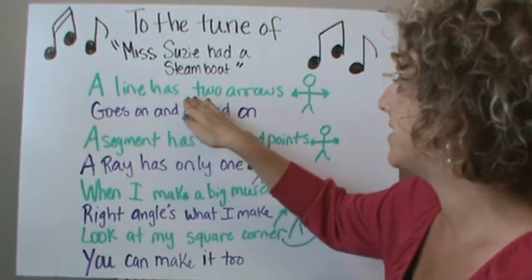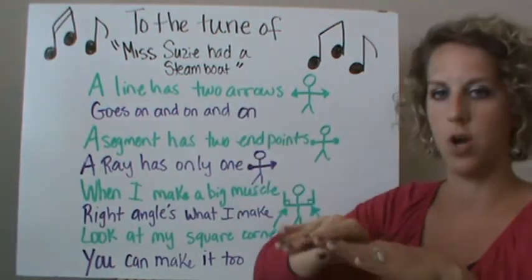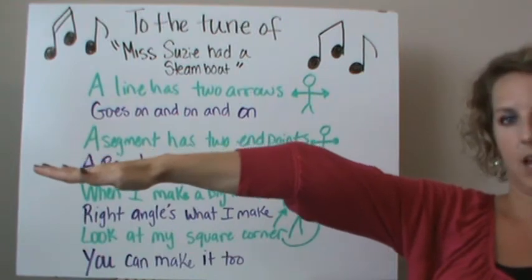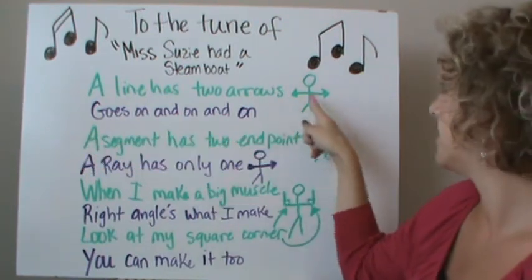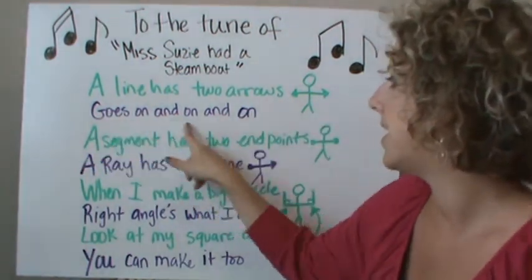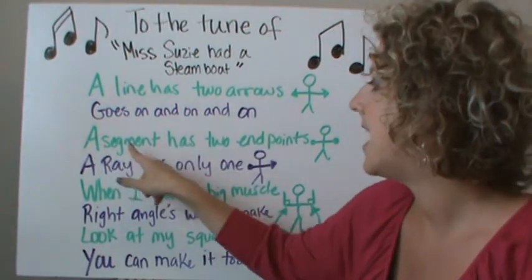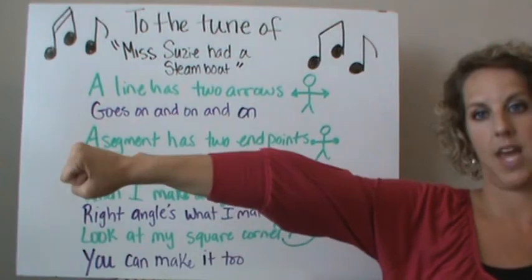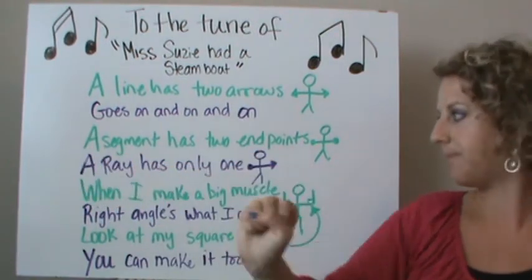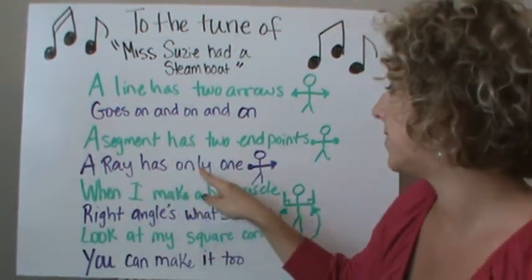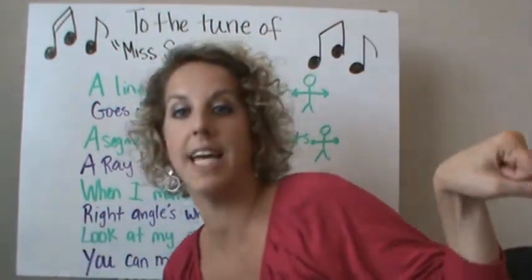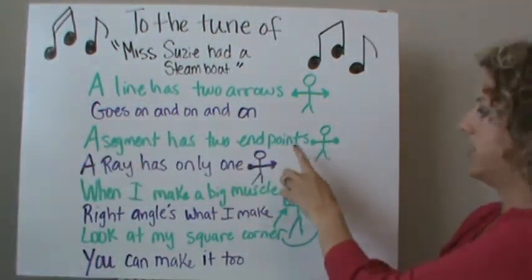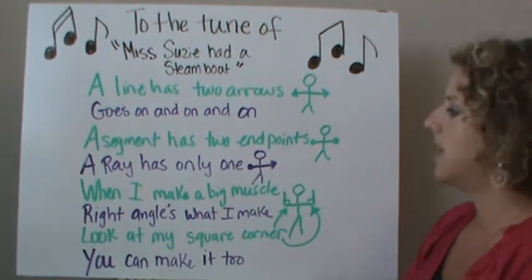A line has two arrows, and then you put both arms straight out with your hands just straight, going on infinitely. Just like that. Goes on and on and on. A segment has two endpoints, and then you make a fist on both hands, like that. A ray has only one, so then one hand has a fist, the other hand is going on forever. Just like this little guy.